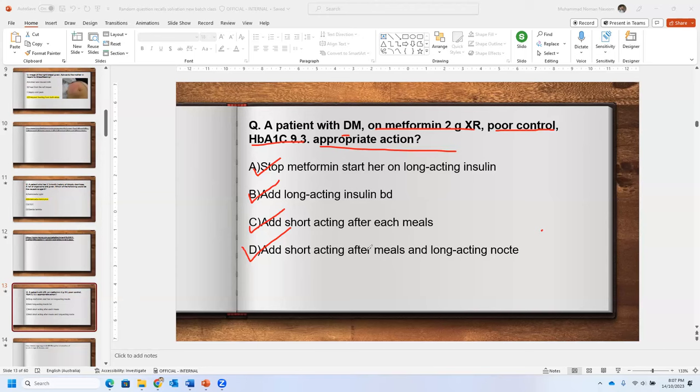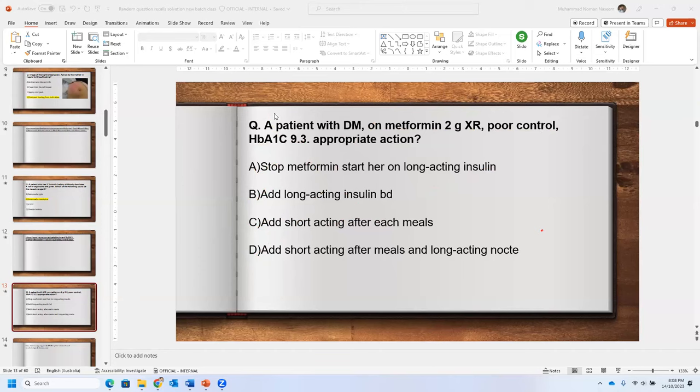There is no gender mentioned. There is no age mentioned. There is no mention of what sort of diabetes this is. They have not mentioned the fasting levels and the postprandial levels of the glucose, because if we are targeting the fasting levels, we should be adding the long-acting insulin, right? If we are targeting the postprandial, then we should be adding the short-acting before each meal or after each meal, right? They haven't given you any information like that. So this question is not a good question to base your knowledge on. Whenever they ask you about diabetes, you should be very clear about the type of diabetes, what medication the patient is on, and what BSLs we are targeting.